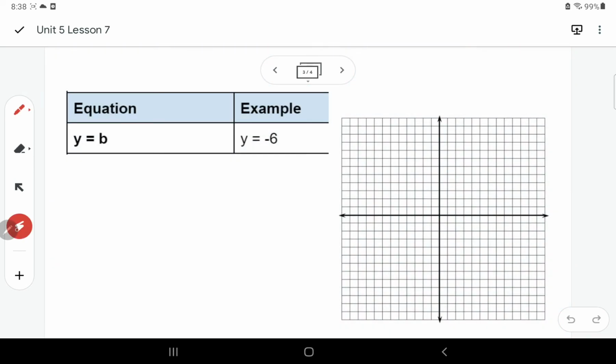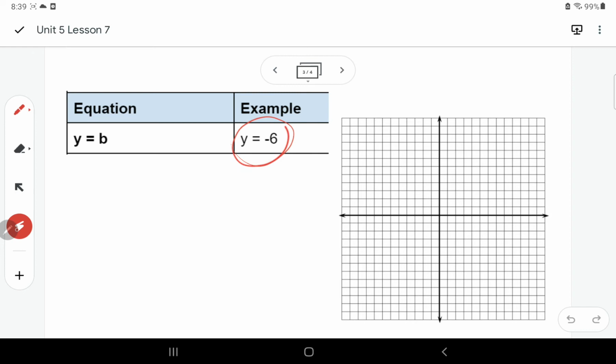The last two examples of lines are our horizontal or our vertical lines. And these ones are actually the easiest ones to do, but they do tend to mix people up because they just look different and you're used to the longer process to graph the other two types.